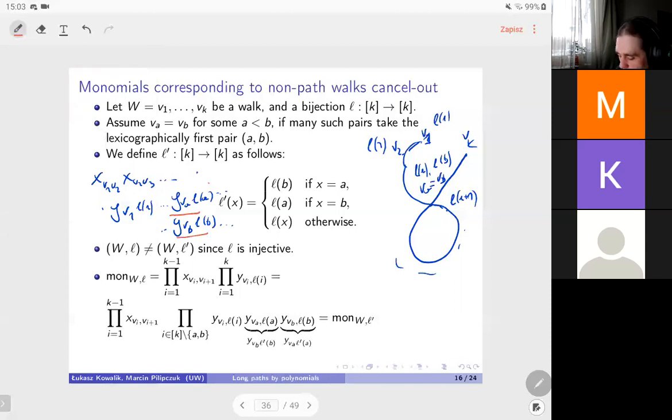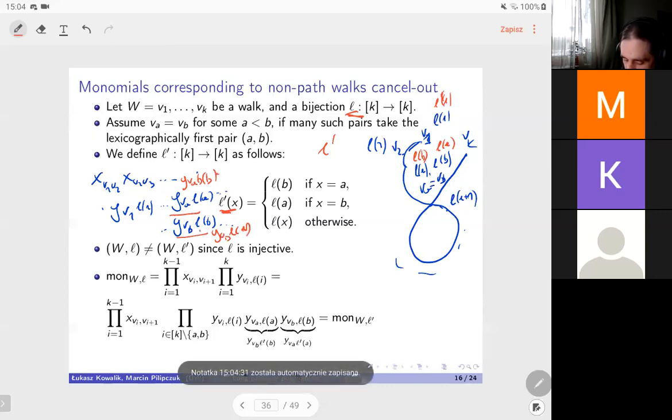And the point is that this monomial will be exactly the same if, in this permutation l, we take l prime, defined as l with the values at a and b swapped. So here, on the first encounter it gets l of b, and on the second encounter l of a. I'm saying that if I look at this walk with bijection l prime, which is the same bijection but with the values at a and b swapped, then I get exactly the same monomial. Here I will get v_a with l of a and v_b with l of b, and there I get v_b with l of b and v_a with l of a, but va is the same as vb, so these are the same two variables.